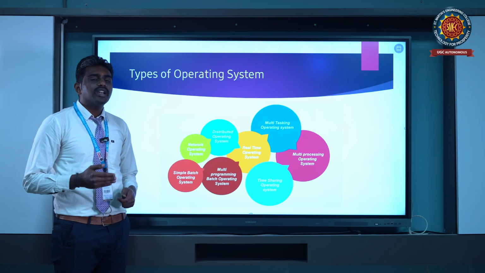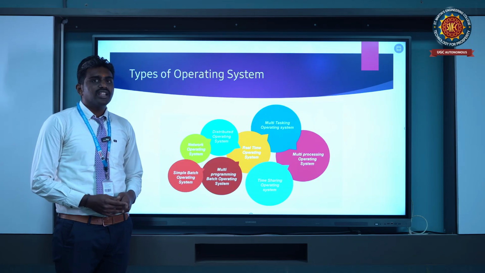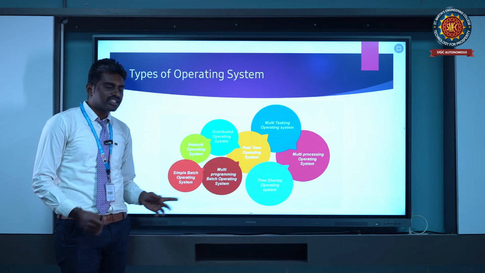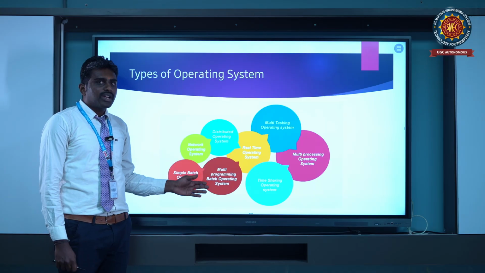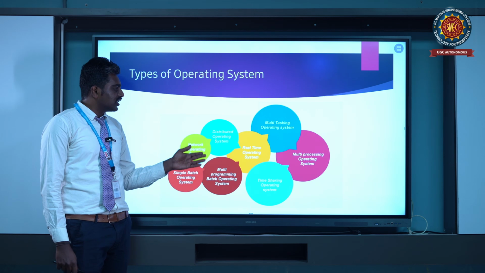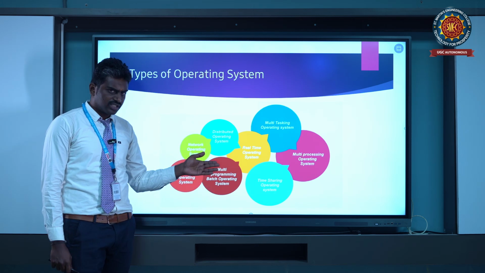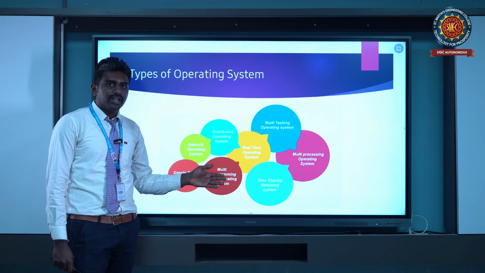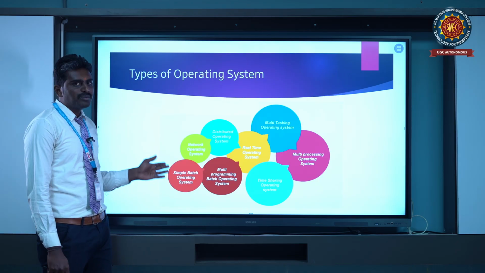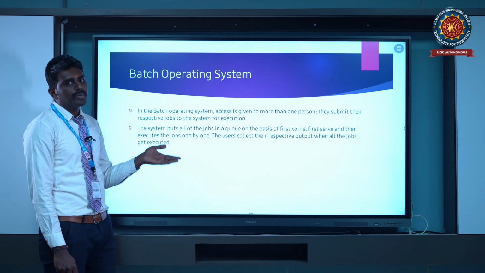Eight categories of operating systems are available. First of all, we will see about batch operating system, network operating system, multi-programming operating system, distributed operating system, real-time operating system, time-sharing operating system, multi-tasking operating system, and multi-processing operating system. So these are the types of operating system. First of all, we see about batch operating system.